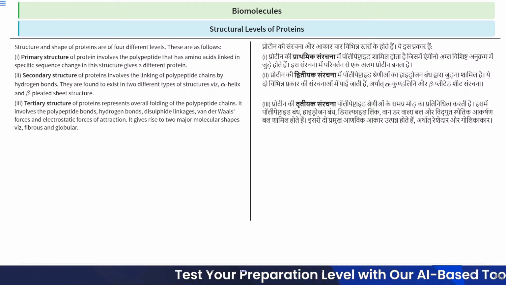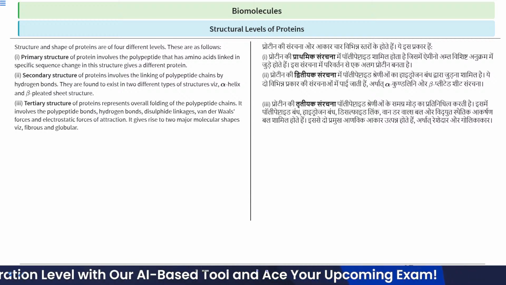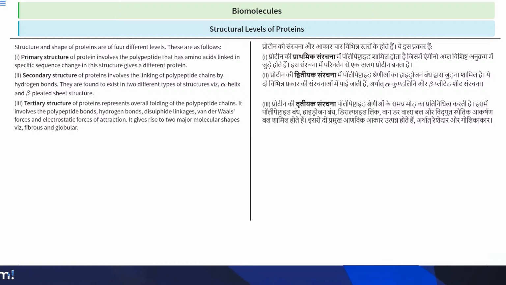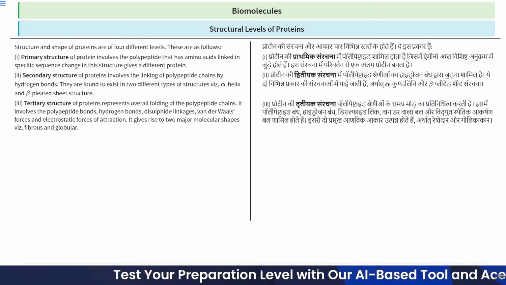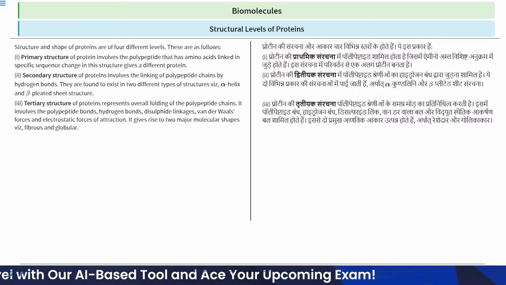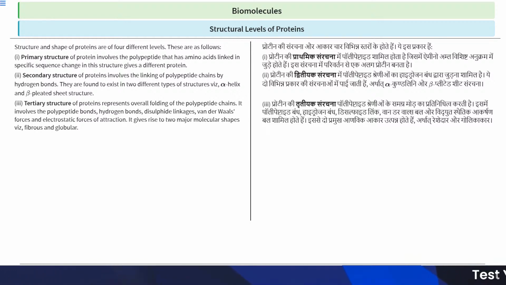Then we have tertiary structure of proteins, which represents the overall folding of the polypeptide chains, and it involves peptide bonds, hydrogen bonds, disulfide linkages, van der Waals forces, and electrostatic forces of interaction. So in the tertiary structure we have everything. It gave rise to two major molecular shapes, fibrous and globular.